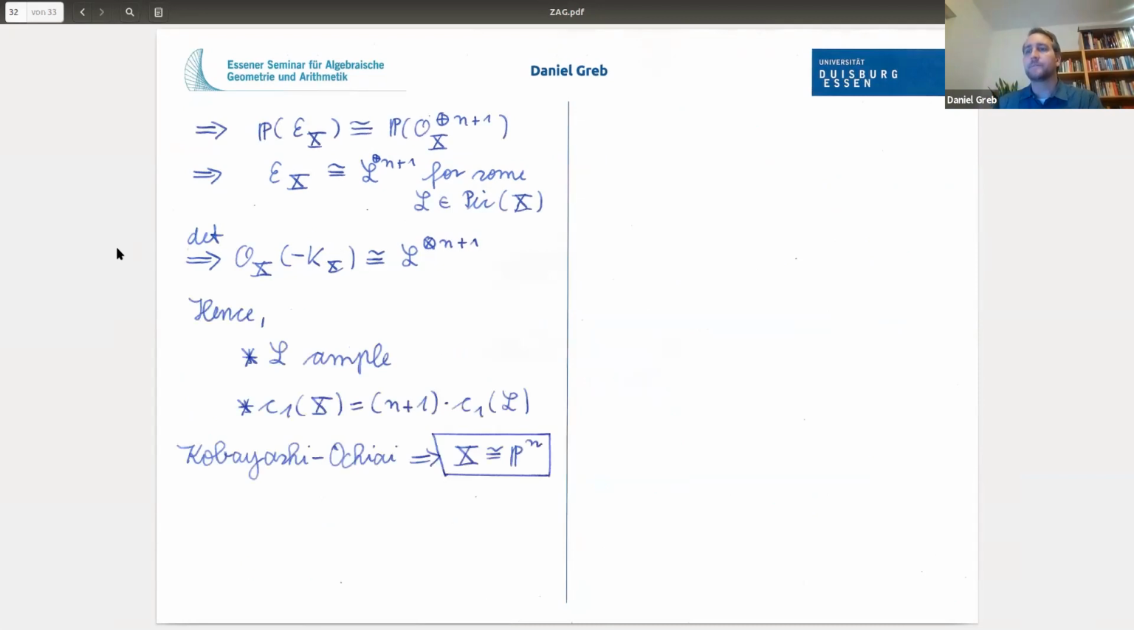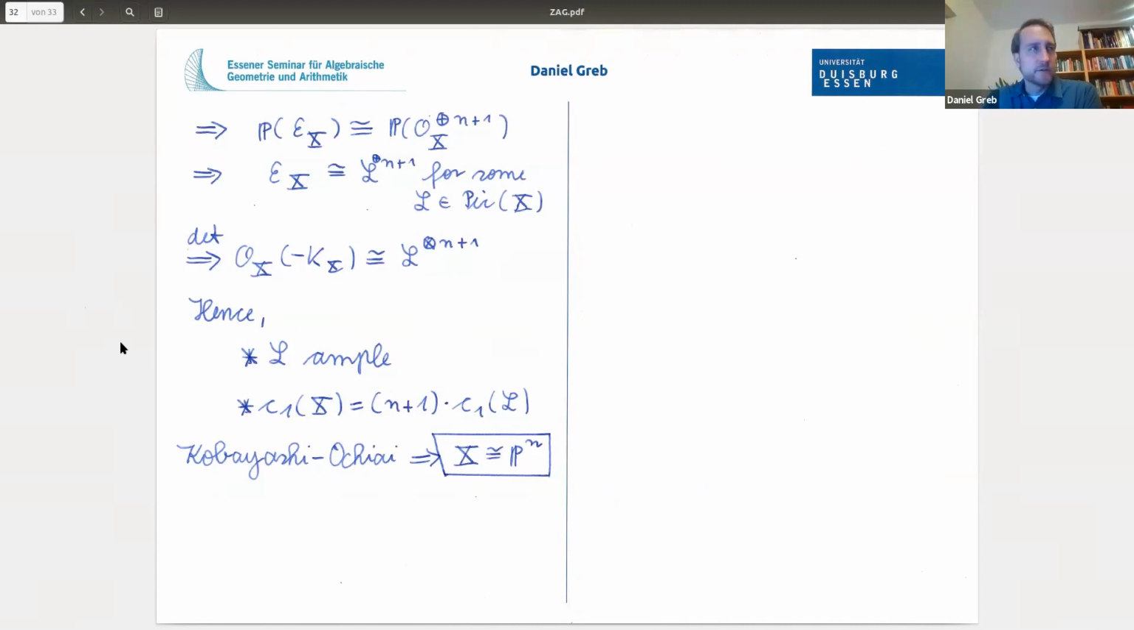Okay, so what does this mean? This means that, remember, we are on a Fano manifold. The n plus first tensor power of L is an ample bundle because minus Kx is ample. Yeah, so this means that L is ample, and this isomorphism gives me an equality of first Chern classes, namely c1 of X, which is the c1 of this line bundle, is the c1 of this, which is n plus 1 c1 of L. And so this means that you have a Fano manifold where the first Chern class is divisible. So it's n plus 1 times an ample c1. Yeah?